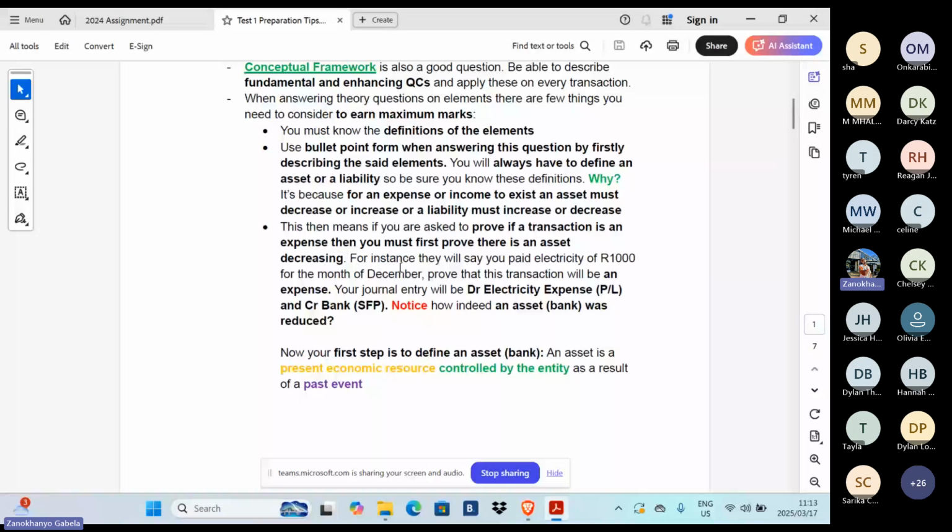So we're in December, and we're trying to prove that this transaction will be an expense. So what would be the journal entry? We would debit electricity expense, P&L, meaning that it's going to go to the statement of profit and loss. That's what P&L means. And credit bank, which is SFP, the statement of financial position. Right. So do you notice how indeed an asset was reduced? Because now bank decreased. Remember, we paid this. That means cash was reduced from our records.